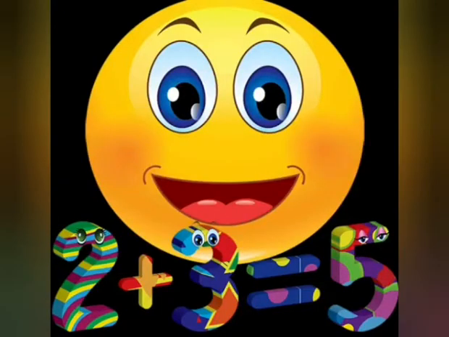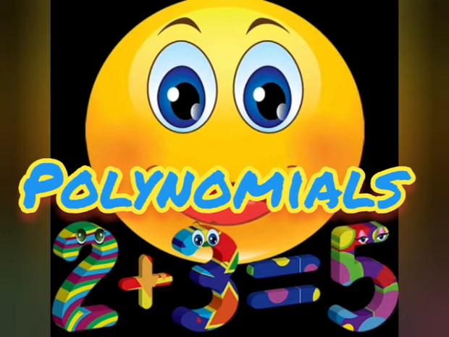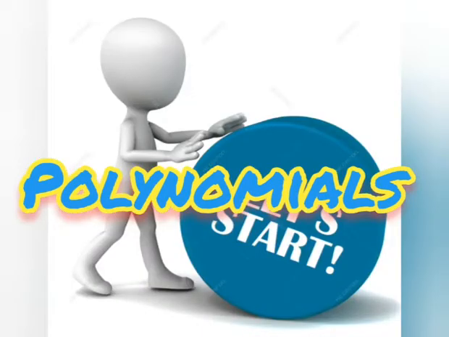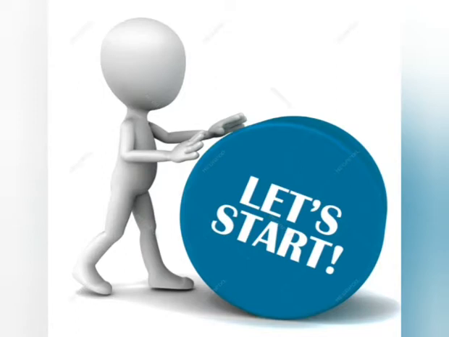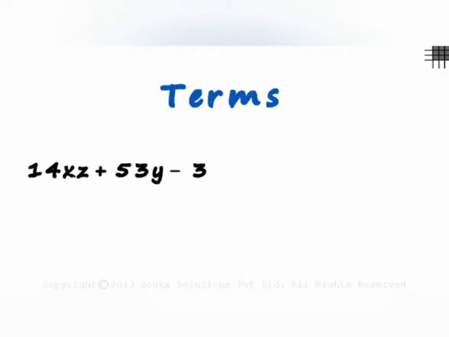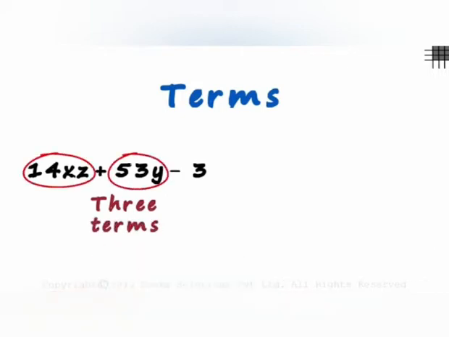Feel very happy. Come, dears, let's start our topic, polynomials. Let's look at the concepts of terms and expressions. 14xz plus 53y minus 3. There are plus and minus symbols here, which means we have three terms: 14xz, 53y and 3.